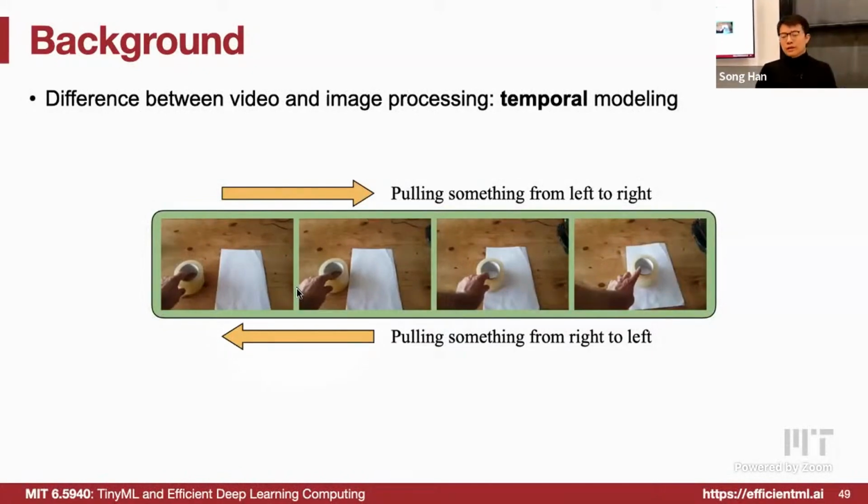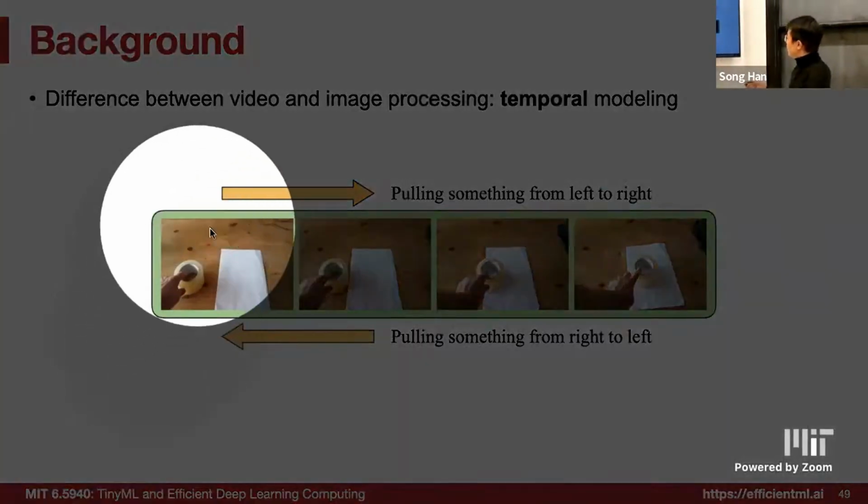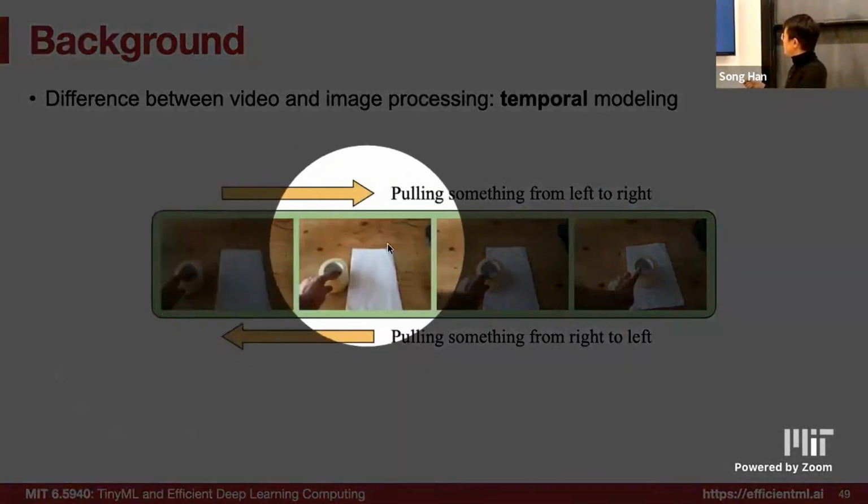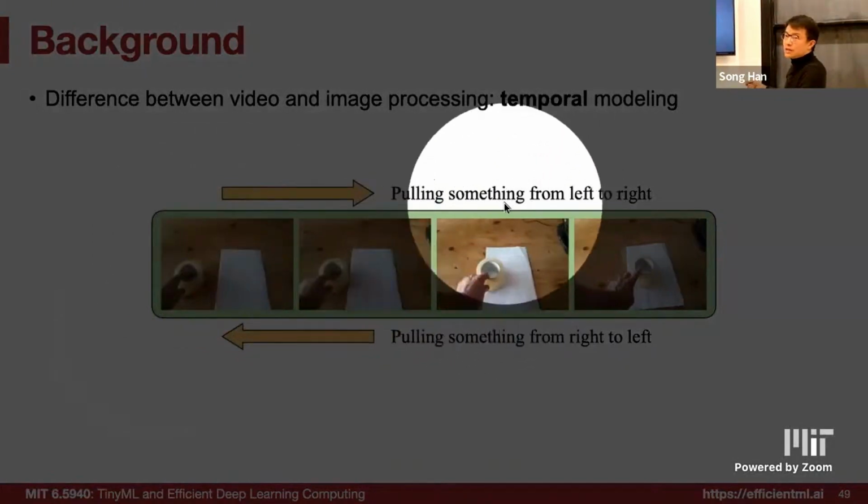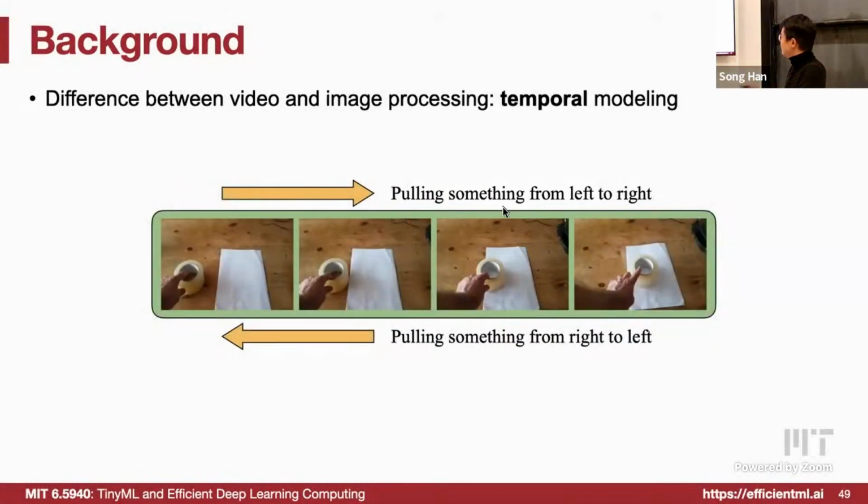There's also a lot of redundancy in video. Okay, so like the background, the table stays exactly the same. The white paper stays there exactly the same. Only the foreground, which is the tape and the hand, changed its pixels. So we should exploit such redundancy for efficient video processing.